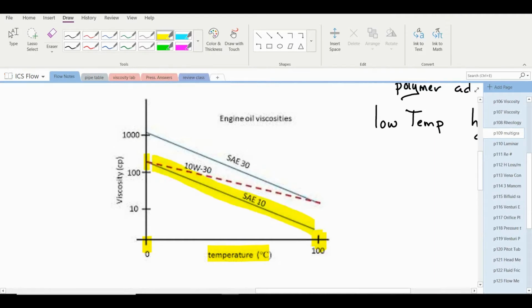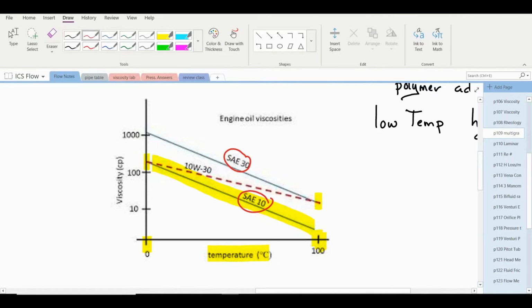However, at high temperatures, the problem is the oil thins out quite a bit, and it doesn't provide enough insulation or protection between metal surfaces. So at higher temperatures, we need an oil that is, in fact, thicker. So the SAE number is an indication of thickness. A 10 oil is thin and a 30 weight is thicker.